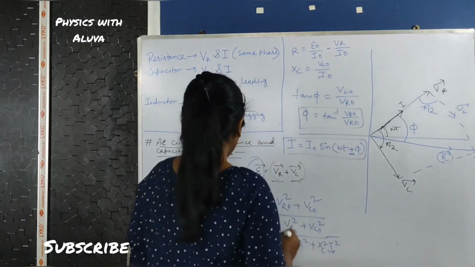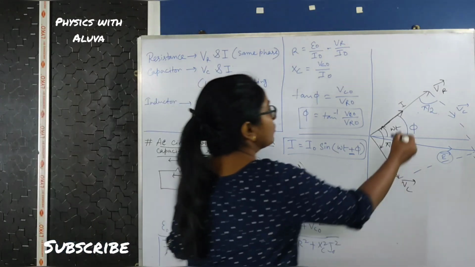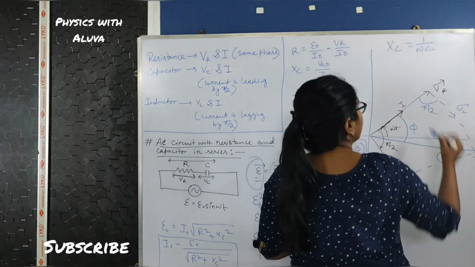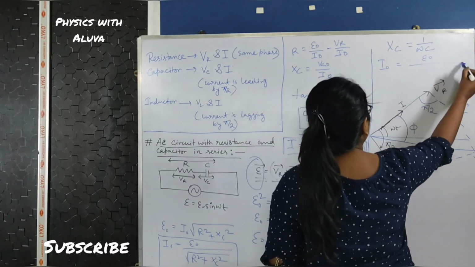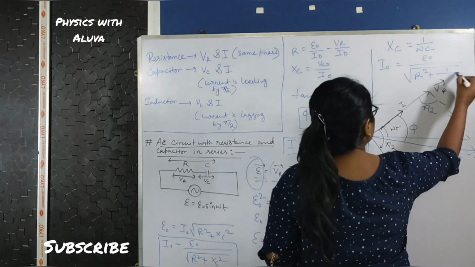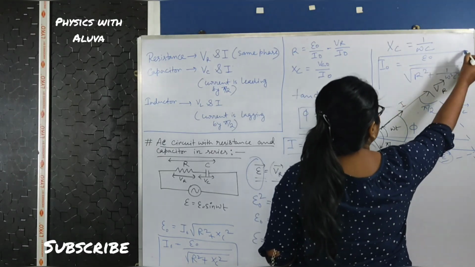Okay. And from here we also get what is I naught, and in place of XC we can write, we have already calculated in our previous video that XC is equal to 1 by omega C. So here we can write that I naught is equal to epsilon naught divided by root over R square plus 1 by omega square C square. This is the value of I naught.